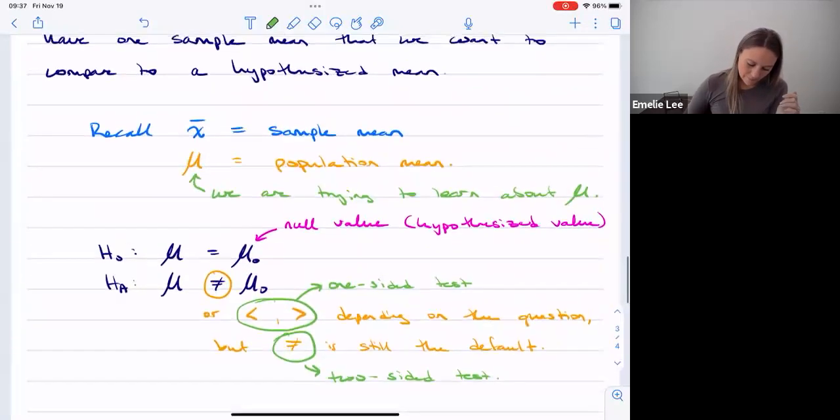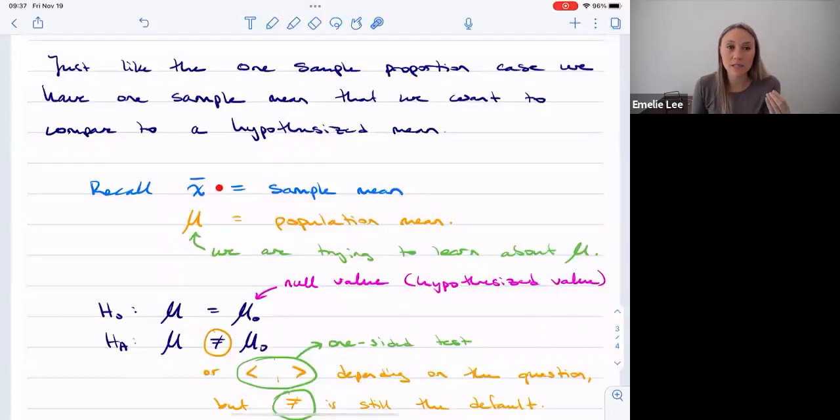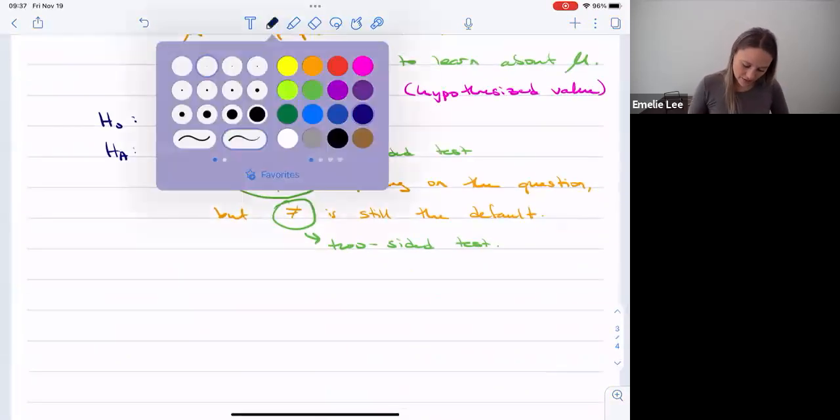Okay. So we're going to have the sample mean. Now, the sampling distribution of X bar is, well, I should write it down.